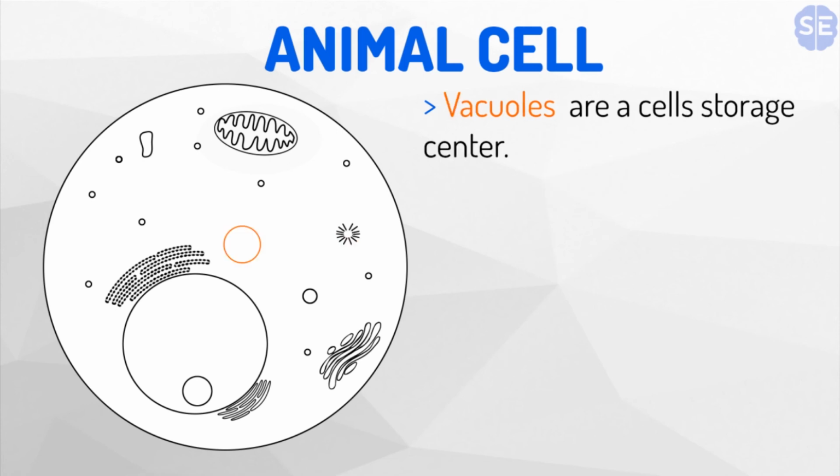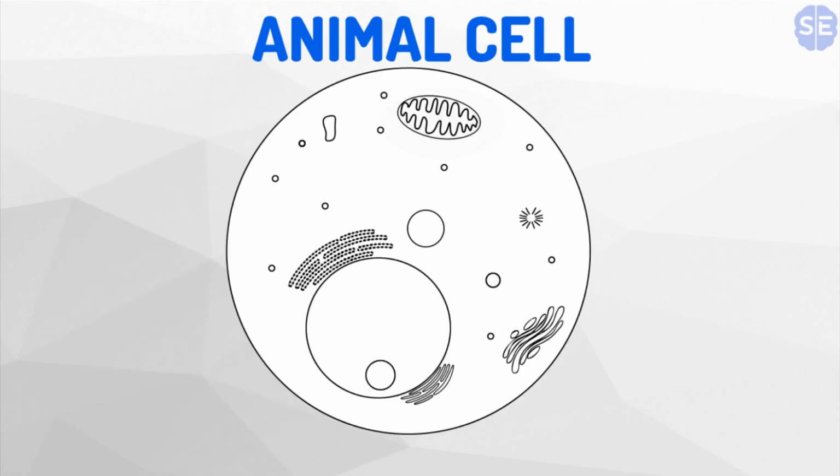Nutrients or waste products are stored in the vacuoles of cells. Vacuoles can be very important in separating and isolating harmful waste products from the rest of the cell. These are all the basic organelles of animal eukaryotic cells.